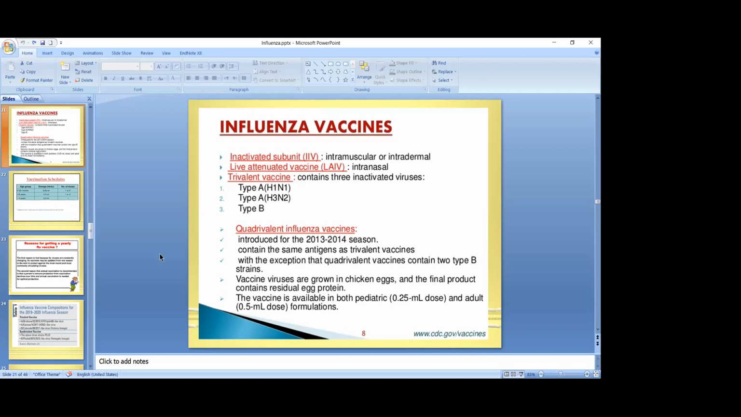In this vaccine, type A and type B are present, and there are different strains of type A present in the trivalent. And the quadrivalent influenza vaccine, introduced for the 2013 to 2014 season, contains the same antigens, with the exception that the quadrivalent vaccine contains two type B strains. Vaccine viruses are grown in chicken eggs, and the final product contains residual egg protein. The vaccine is available in both pediatric and adult formulations.